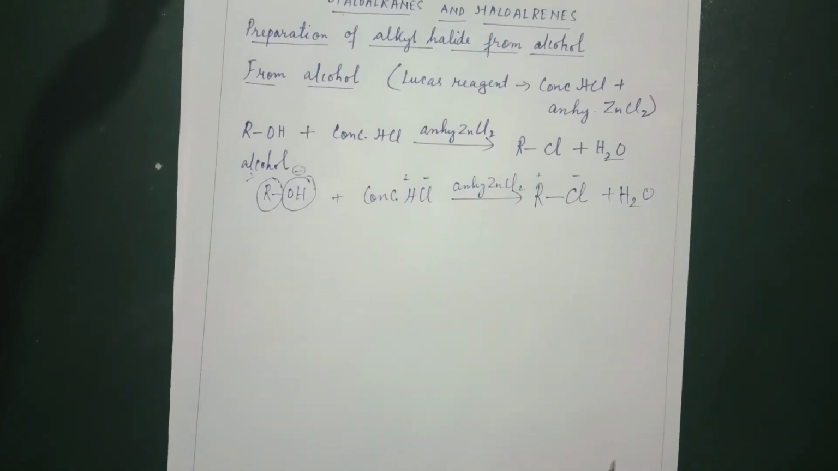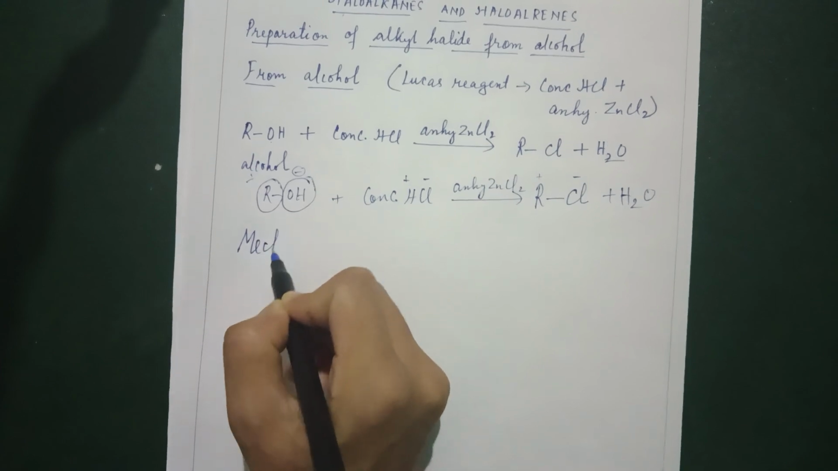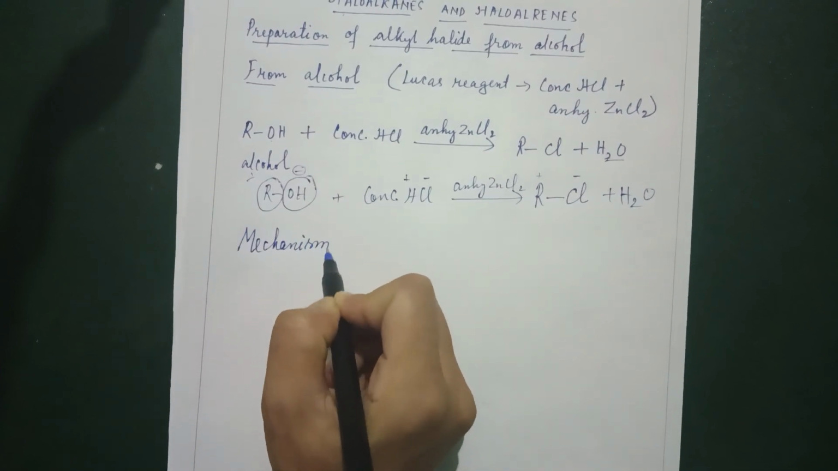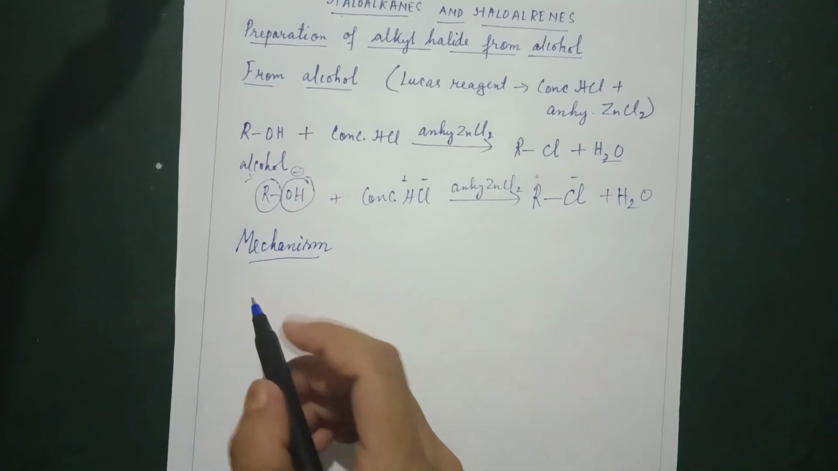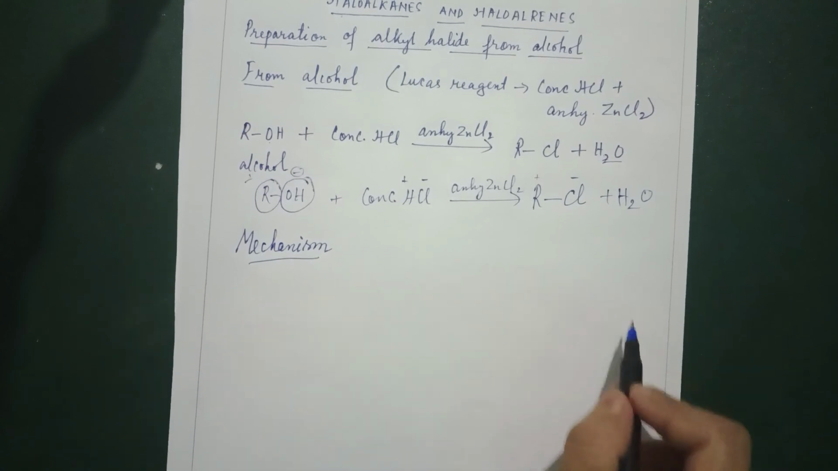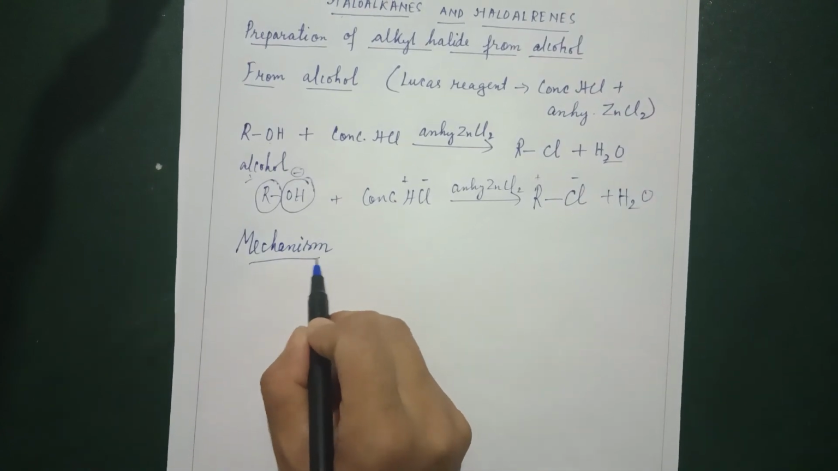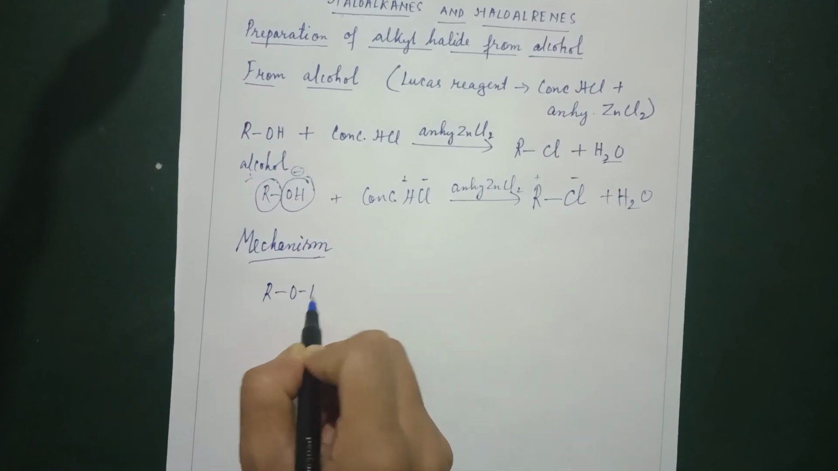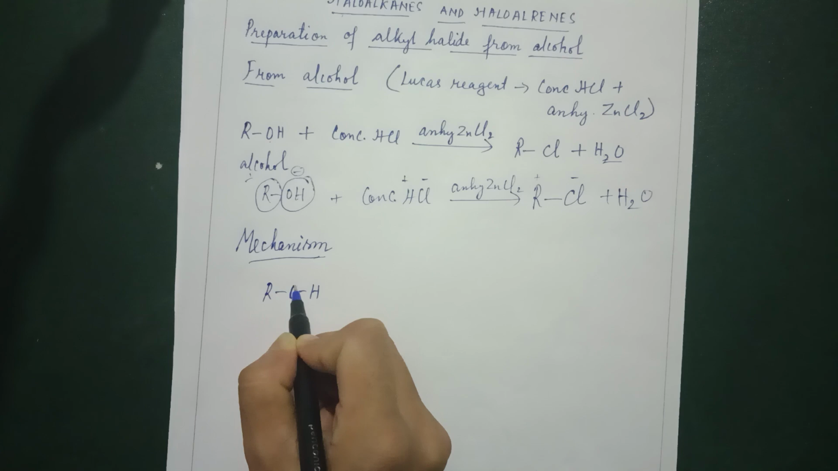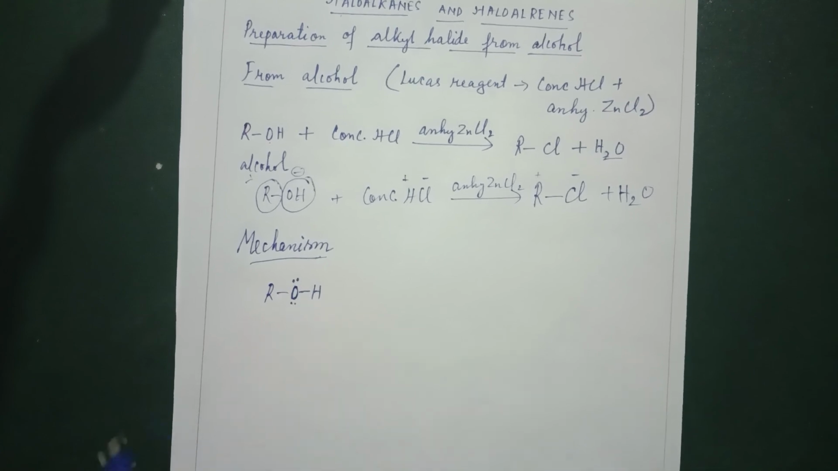Let us also learn the mechanism of the reaction. What is this mechanism? Mechanism means the path by which the reaction brings the reactant to the product, from the starting to the product. So we'll start with the alcohol ROH. See, in this ROH, oxygen carries 2 lone pairs.